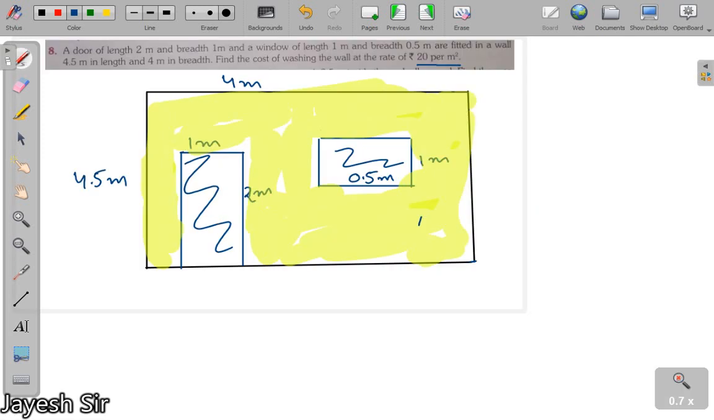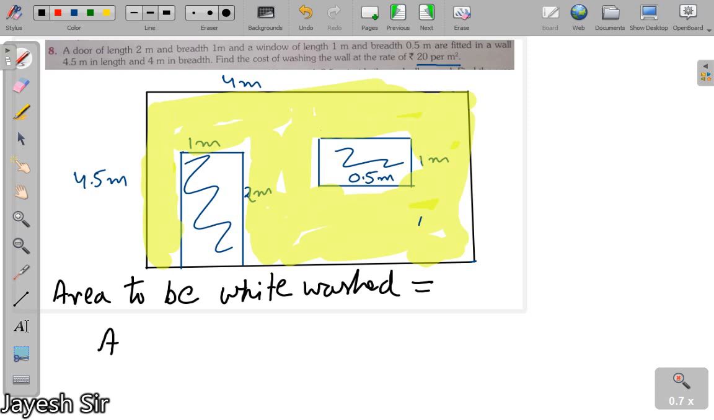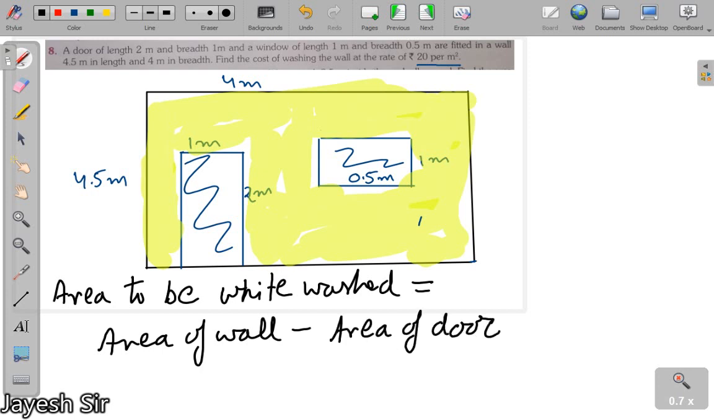So for this, according to this diagram, the area to be whitewashed will be area of wall minus area of window minus area of door. So I will write: area to be whitewashed is equal to area of wall minus area of door minus area of window.